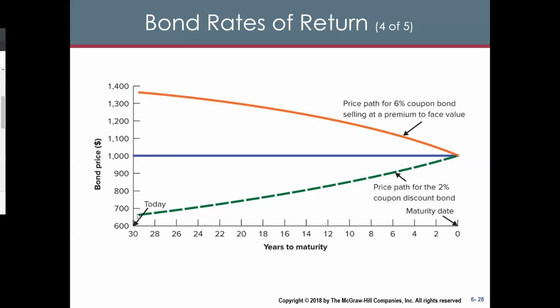When the years to maturity is large, you may see a larger difference in the price of the bond. However, as it goes to maturity, getting closer and closer to maturity, it will always converge to the face value.